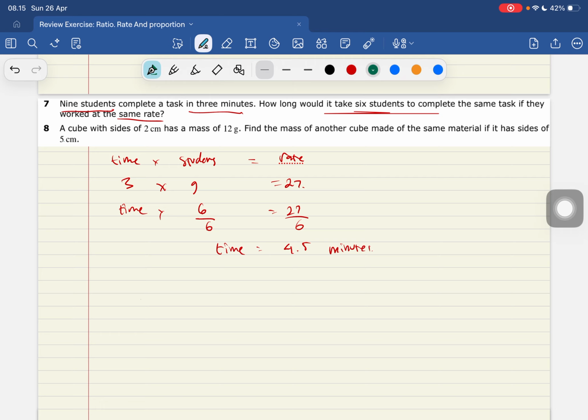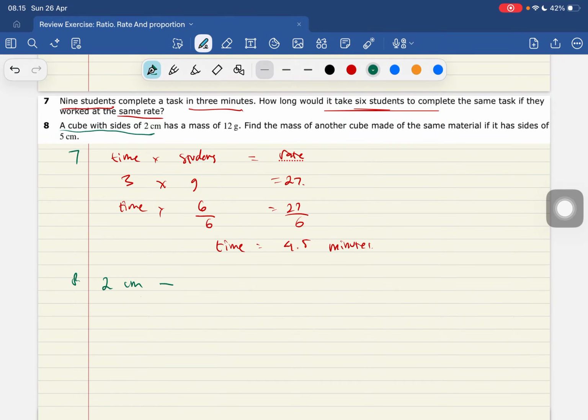Okay, look at that. A cube with a side of 2 centimeters has a mass of 12 grams. It's number 8. So 2 centimeters. So let us find the volume. So we just cube it. So it's going to be 8 centimeters cubed. So the mass we got is 12 grams.